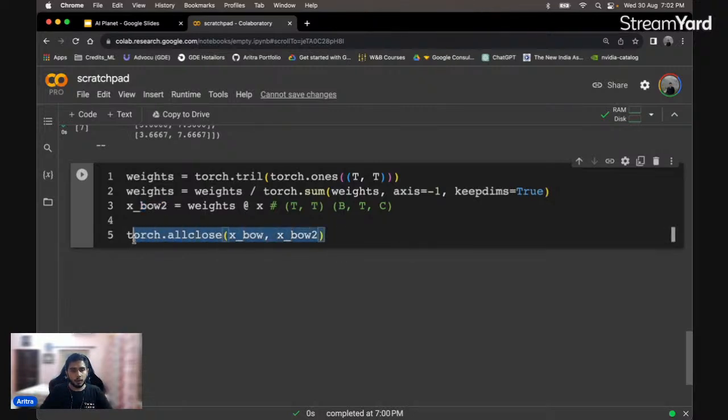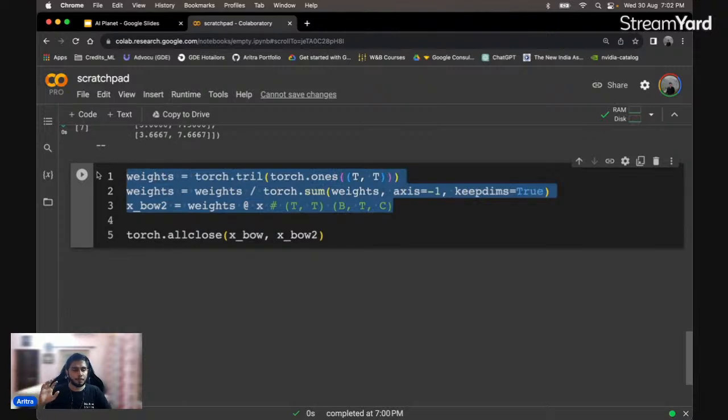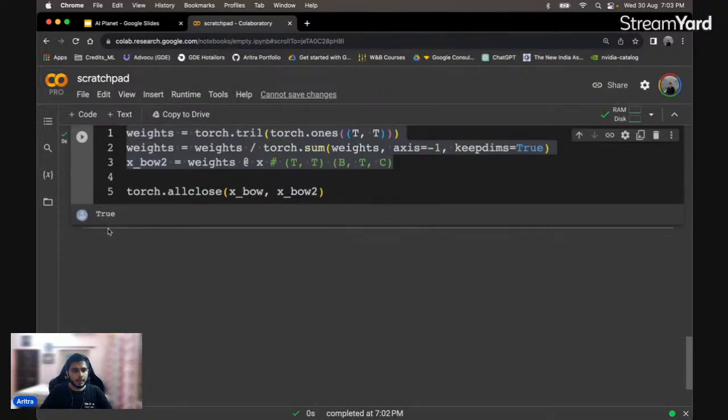Now what torch.allclose does is check whether xbow, which was built using for loops, and xbow2, which was built out of this entire matrix multiplication, are the same or not. Fingers crossed, and that comes out true.